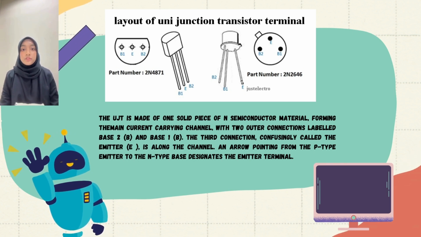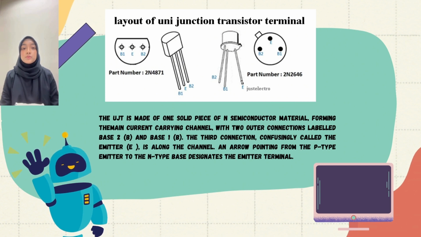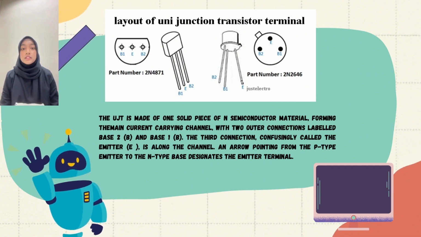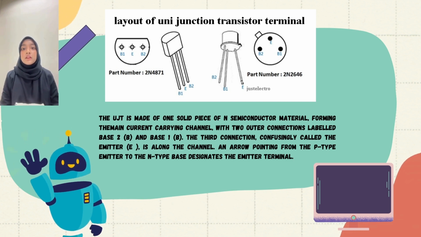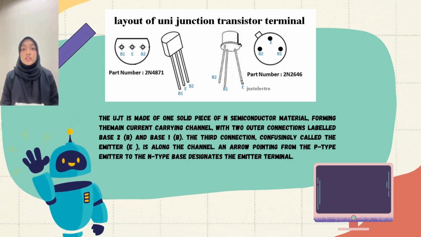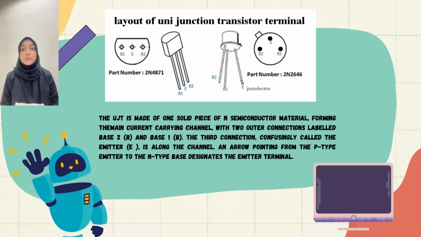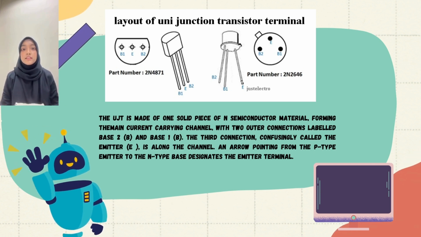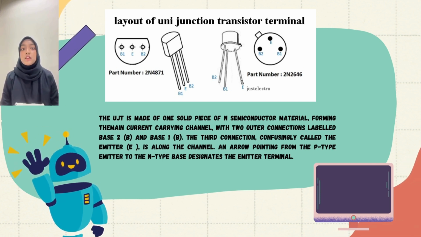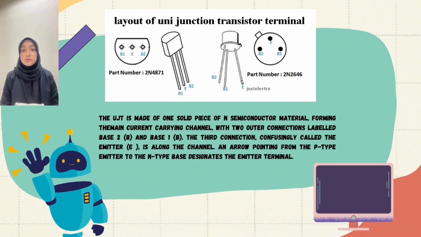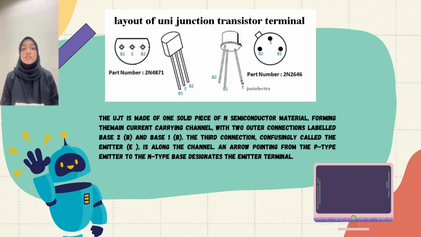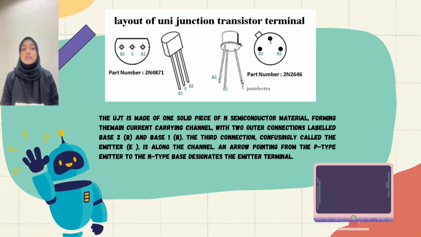The P-type material is fused into the N-type silicon channel to form the uni-junction transistor emitter, a rectifying PN junction. Though they are less common, P-channel UJTs with an N-type emitter terminal are also available. In order to be closer to terminal B2 than B1, the emitter junction is positioned along the channel.